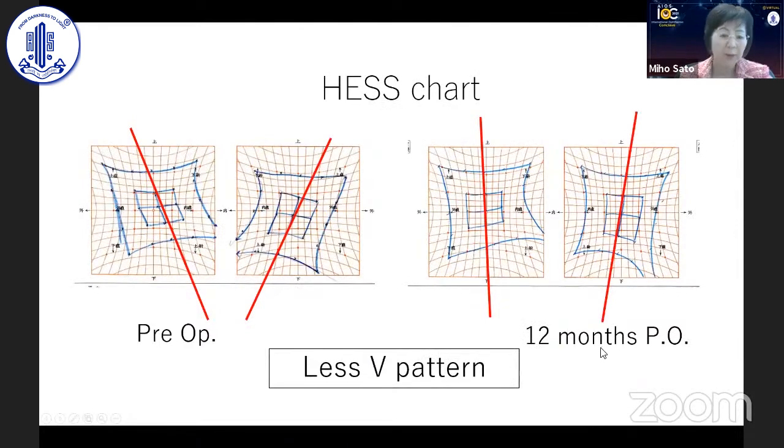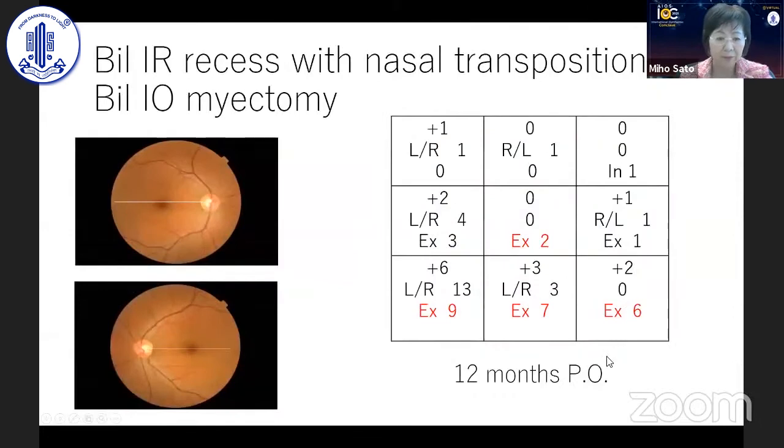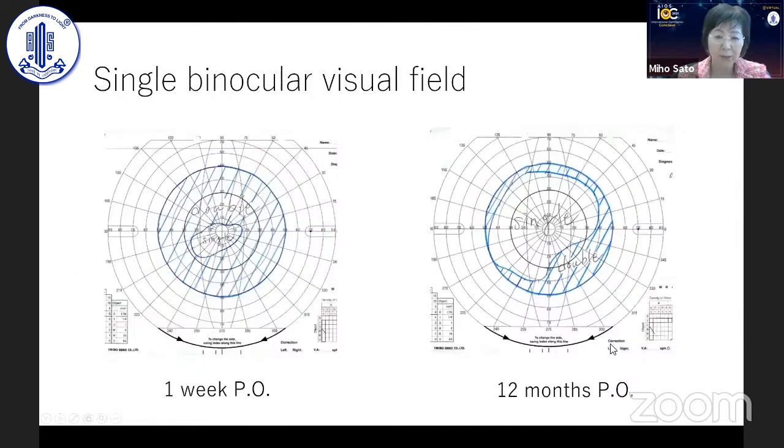His V pattern improved quite a lot 12 months post-operatively. And the fundus photo became very normal, and also the 9 gaze positions of cyclotorsion decreased in the primary position to 2 degrees and in down gaze to only 7. This is a single binocular visual field, 1 week post-op and 12 months post-op.